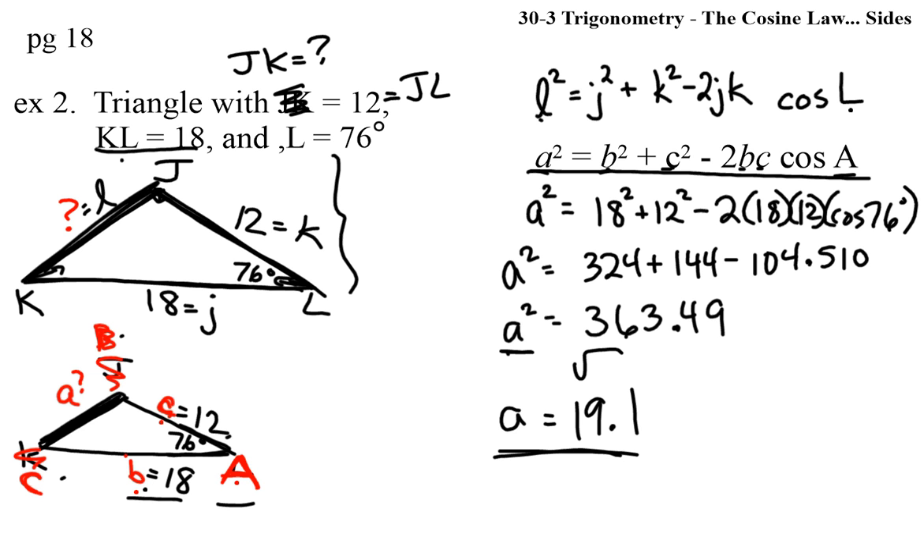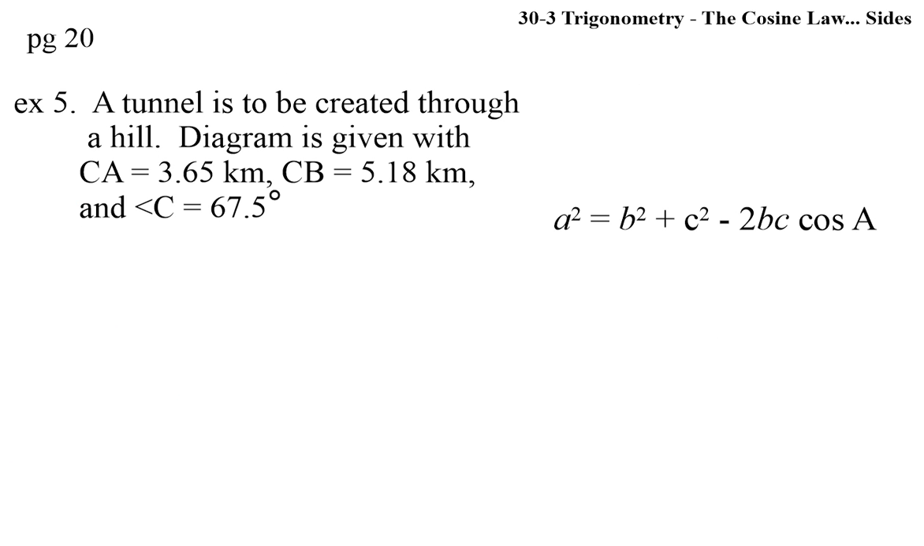So the cosine formula for sides. Last one. Turn to page 20. Page 20 now gives us a bit of a diagram for that question. This is example 5. Basically, really quick, just to show you what it's all about.